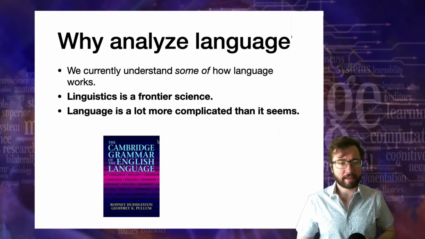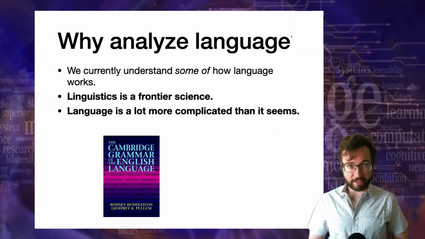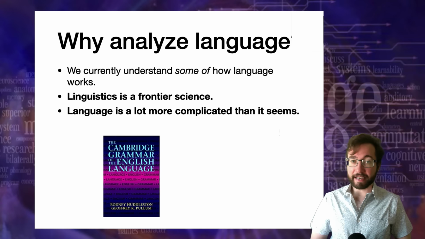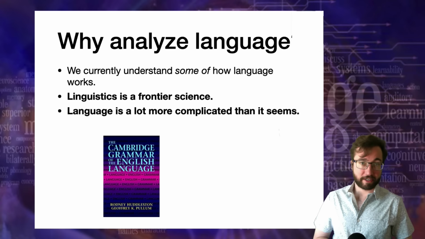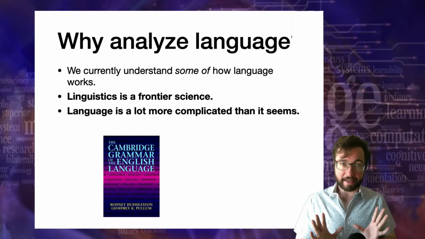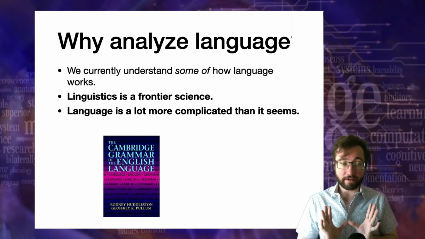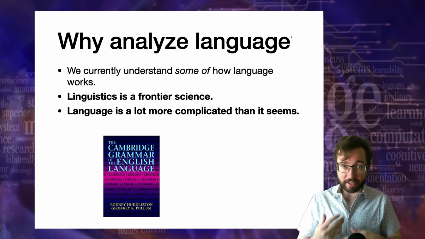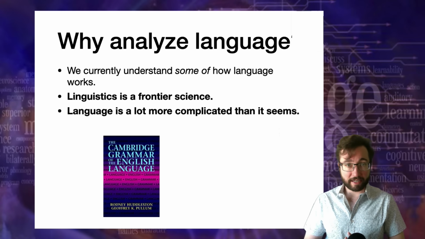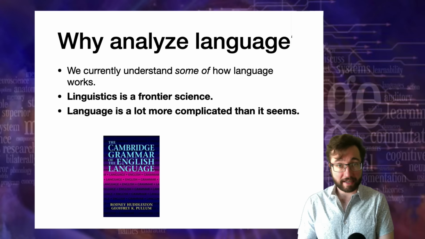Here's a book, The Cambridge Grammar of the English Language. I'd like you to guess how long this book is. This book contains a complete description of the English language. So this book has everything you would need to know about the English language if you were, say, learning it as a second language.